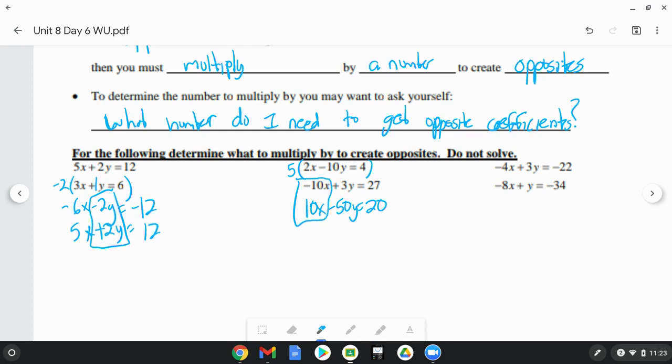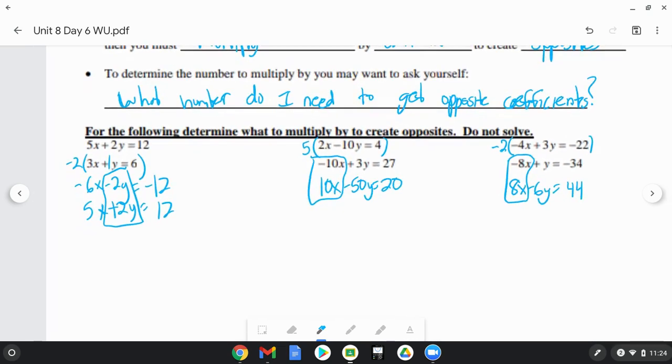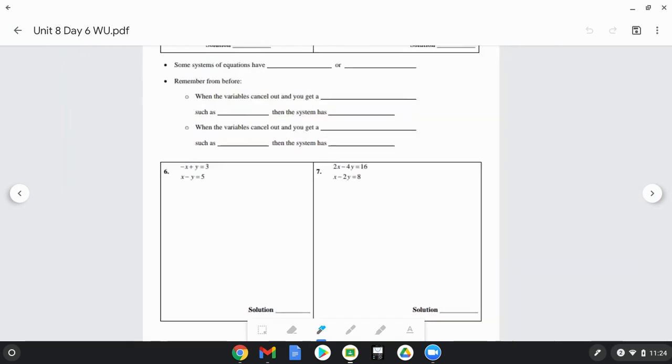And the last one, it looks like I can either choose the x's or the y's. I'll do the x's. So the x's up top, I want it to be positive 8 because the bottom's negative 8. So that means I'm going to multiply by negative 2. And we got 8x minus 6y equals 44, I believe. And now these 8s will be exact opposites of each other. So that would take care of making the opposites for the coefficients. So I think on the next page we're going to actually solve some of these. All right.